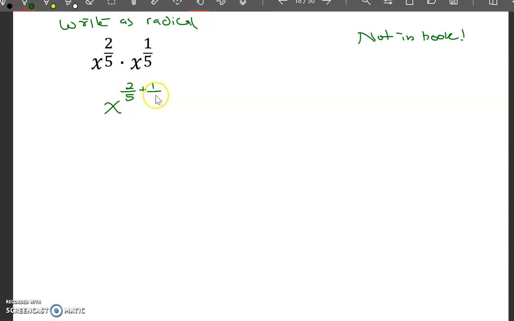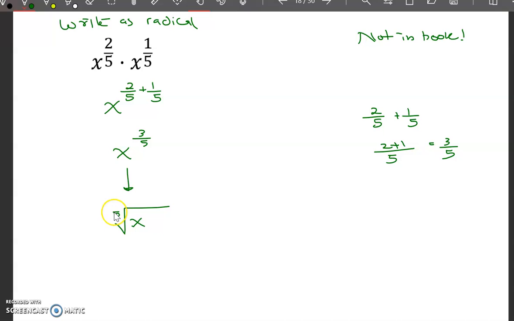So the challenge here is because we have fraction addition. We're going to do this on the side. Lucky for us, the denominators are the same, so the numerators will simply combine. So this will become x to the power of 3 over 5. And now we can write that as a radical, where x becomes the radicand, 5 becomes the index, and the 3 will become the exponent.